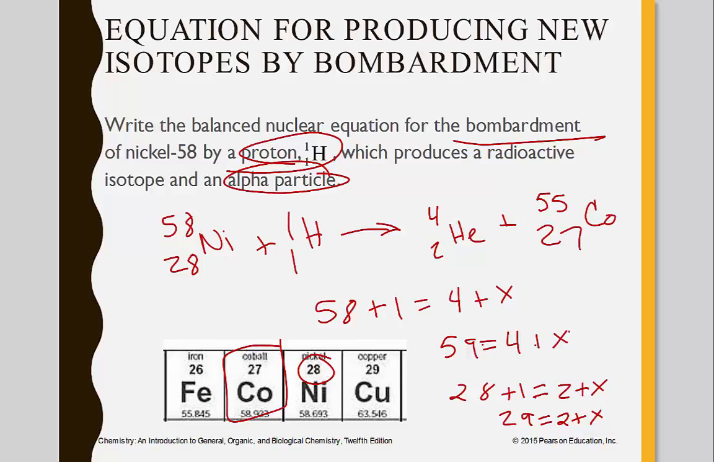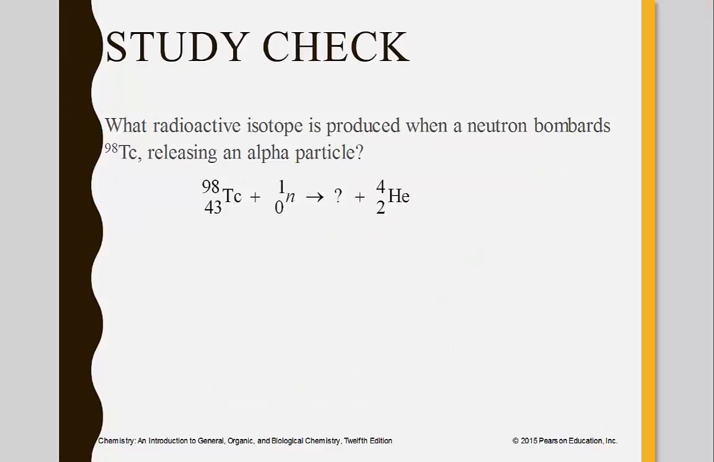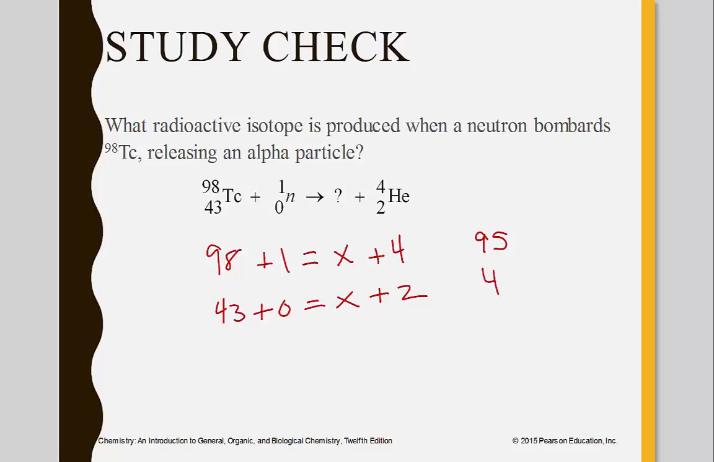Go through these processes as if it's an algebra question. We're going to end up with one more. 98 plus 1 is equal to something plus 4. So that's 99 minus 4. That comes out to be 95. The bottom number, 43 plus 0, is equal to x plus 2. That comes out to be 41. So we look on the periodic table for 41, and it's Nb. And that's how you do nuclear reactions.